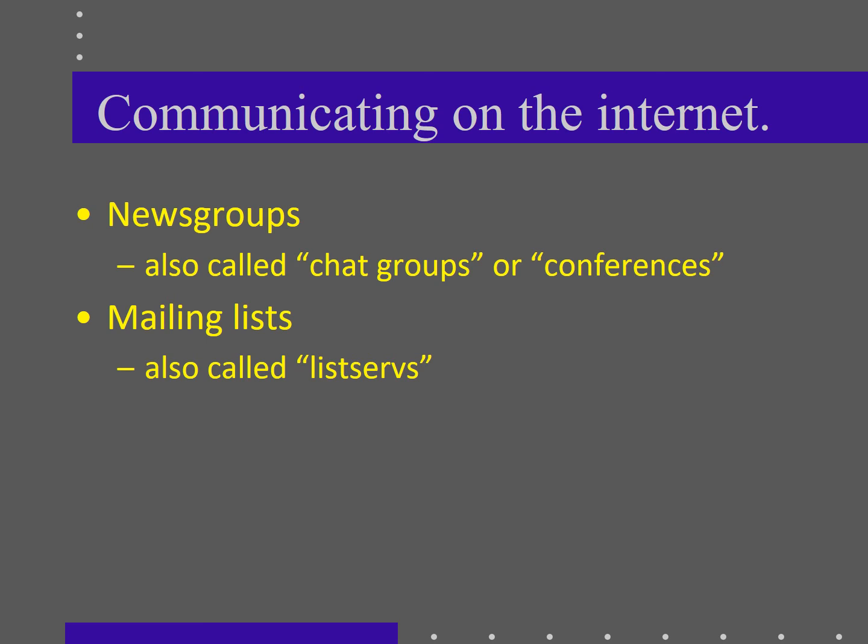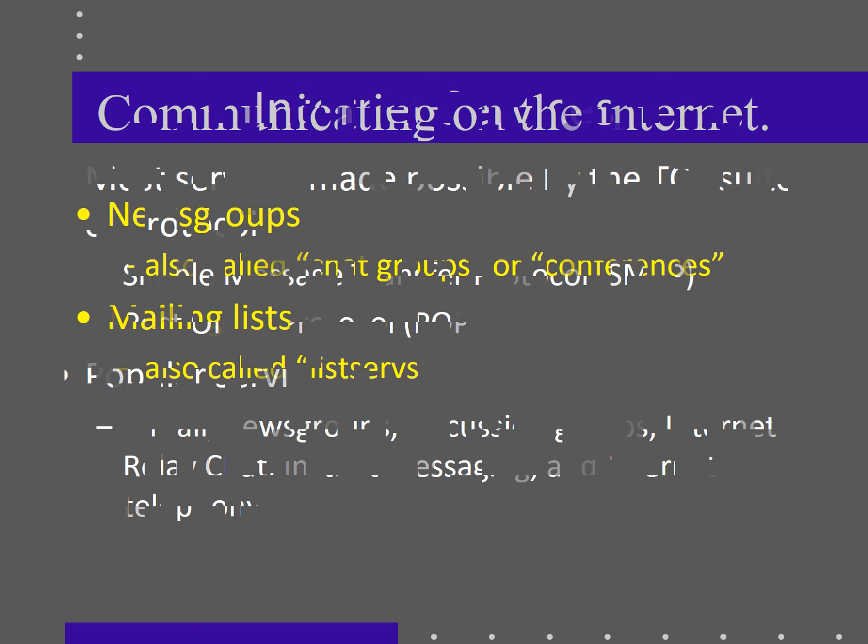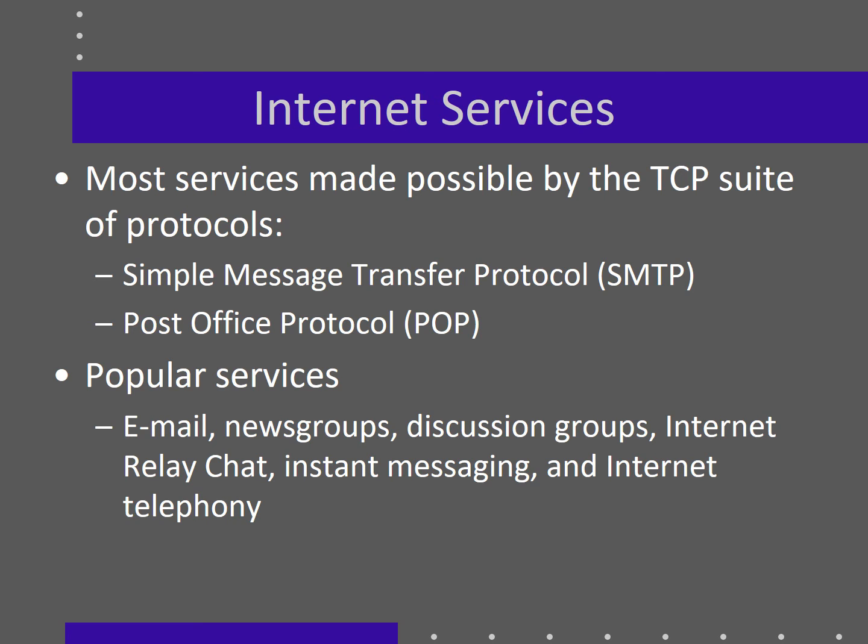Then the internet can be used for communication purposes also. Both audio and video communications can be made by taking the help of the internet. By using the internet, we can have chat groups or conferences. We can also have mailing lists, which are also known as listservs. Now, most of the internet services are made possible by the TCP suite of protocols, such as simple mail transfer protocol and post office protocol. The popular services are email, news groups, discussion groups, internet relay chat, instant messaging, and internet telephony.